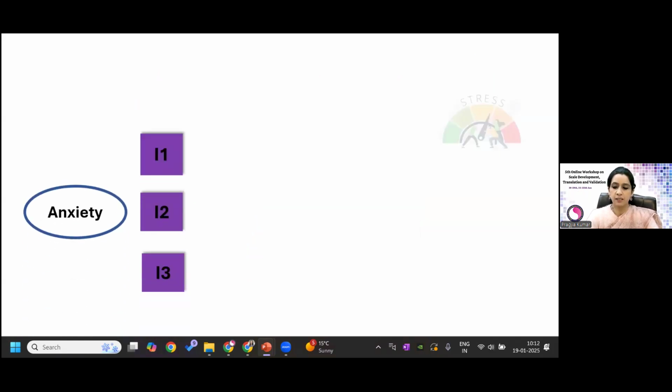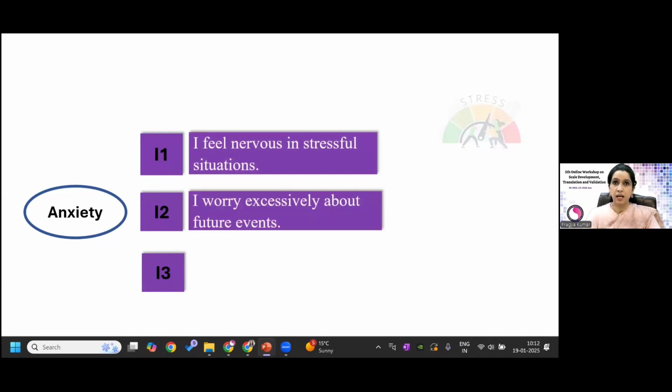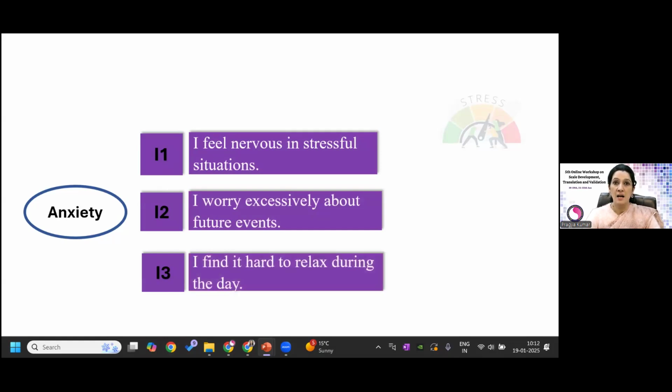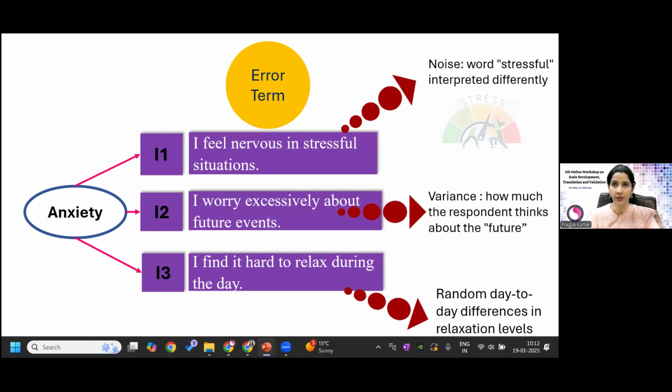Suppose let's explain this with three items. If anxiety is my underlying construct, and I am measuring anxiety with these three items. The first item is 'I feel nervous in stressful situations.' The second item is 'I worry excessively about future events.' And my third item is 'I find it hard to relax during the day.' Okay. So if my three items are these, what can be the individual error in this? Take 'I feel nervous in stressful situations.' First you see the first part, which is the stressful situation.